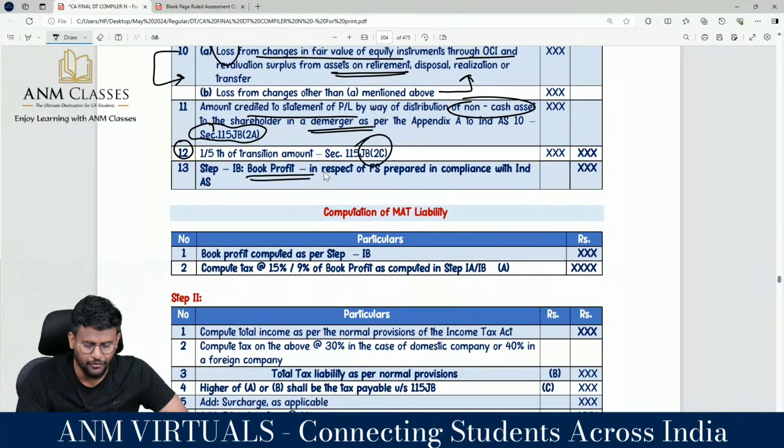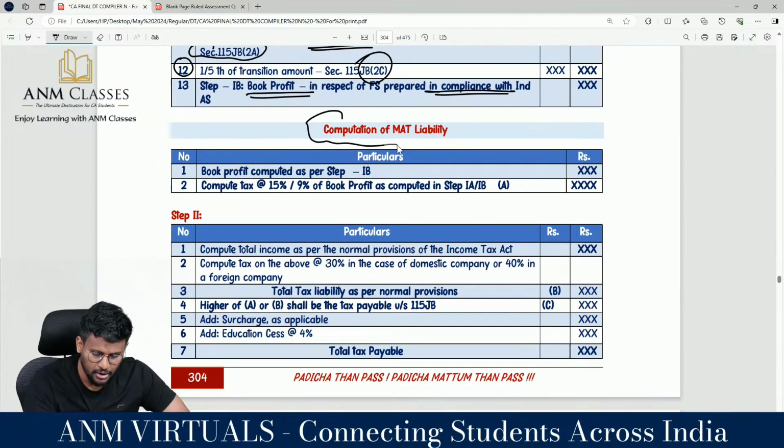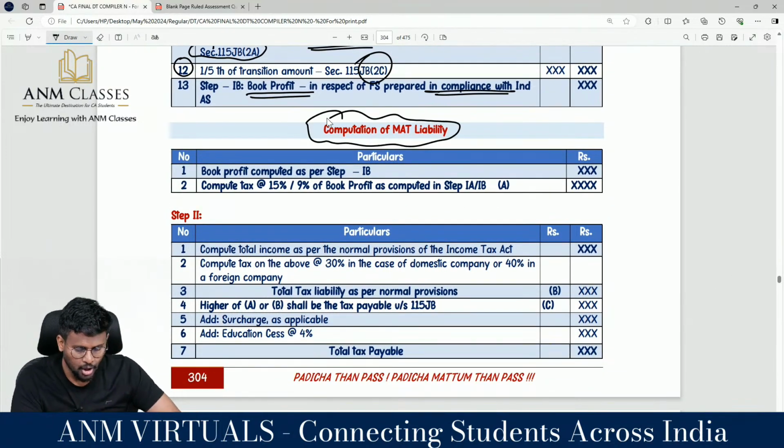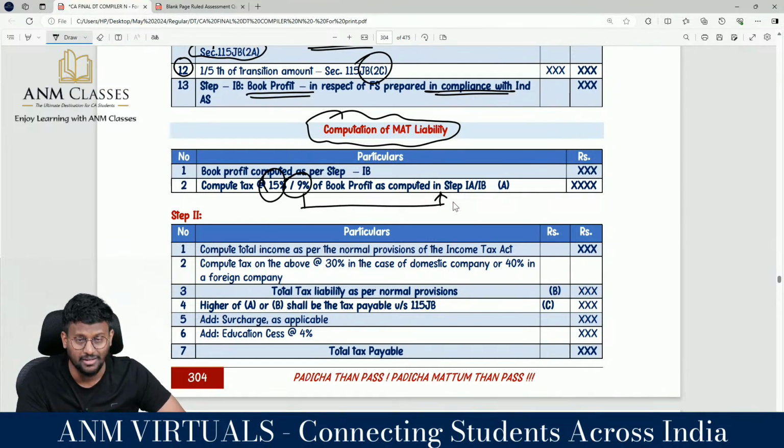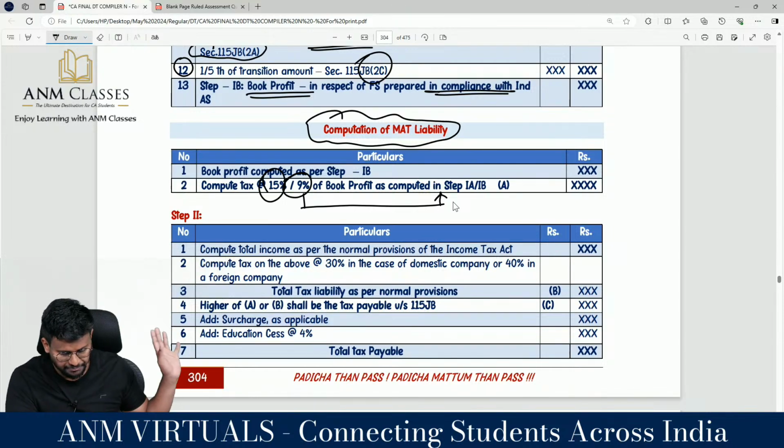Now you have the book profit in respect of financial statements prepared in accordance with Ind AS. Now we can easily find out the MAT liability on that book profit: apply 15%, or 9% if that entity is situated in IFSC. That's it, game over.